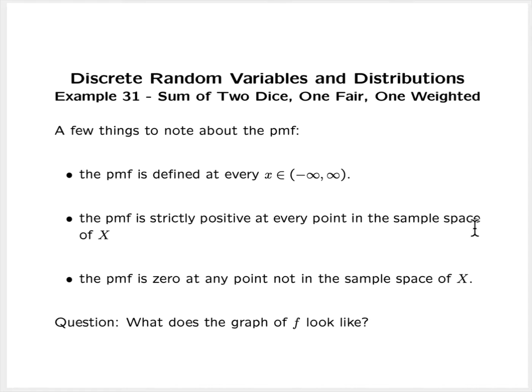So a few things to point out about the PMF. It's defined at every real number on the real line. It is strictly positive at every point in the sample space of x, whereas it's 0 at any point not in the sample space of x. All right, and so what does a graph of this PMF look like?